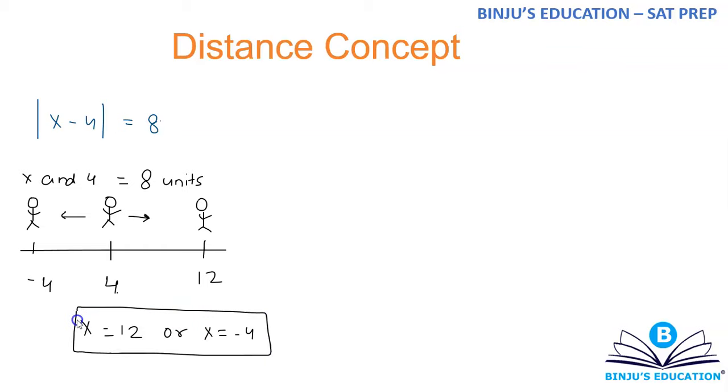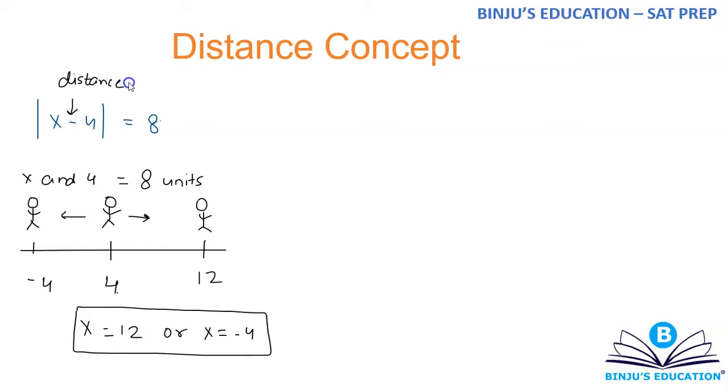So when you say mod of x minus 4 is equal to 8, that means the distance between x and 4 is equal to 8 units. Or you can also remember it this way: whenever you have a negative sign in a modulus, it represents distance. So the distance between x and 4 is equal to 8 units. What is one value of x? One value of x is 12. What is the other value of x? The other value of x is -4.